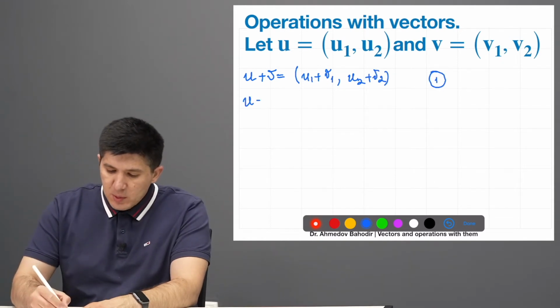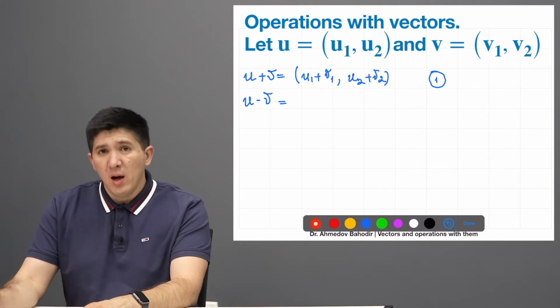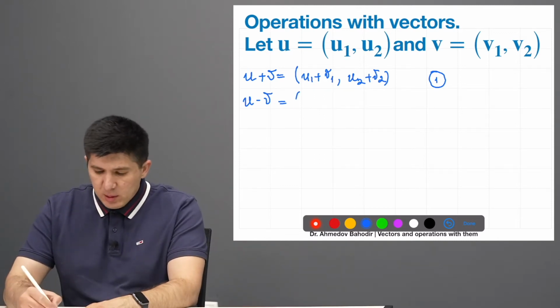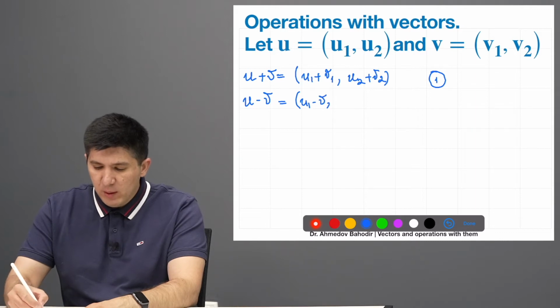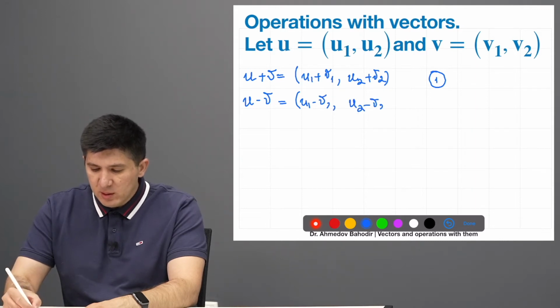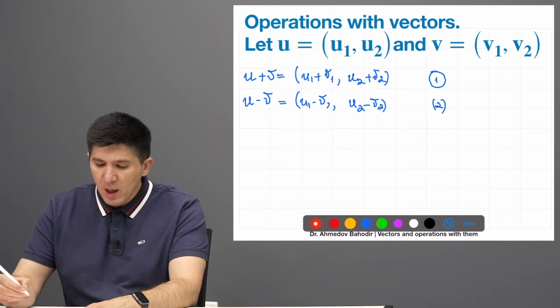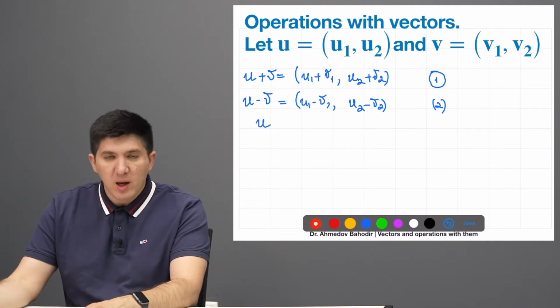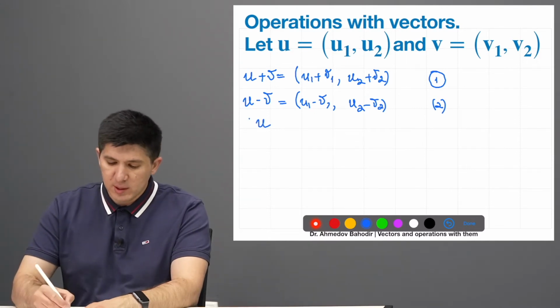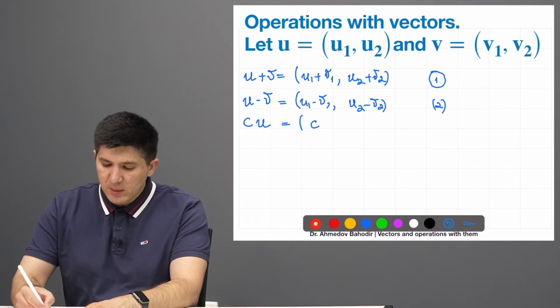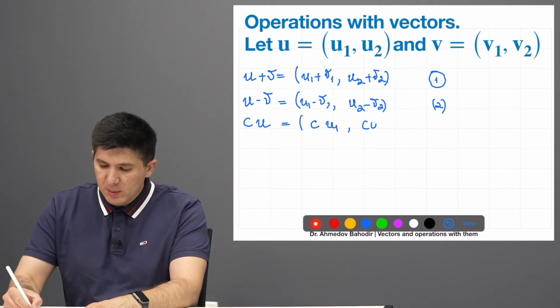If you would like to subtract, u minus v, you're going to do pretty much the same thing. It's going to be u1 minus v1, u2 minus v2. This is the second operation. And the third operation is if you would like to multiply u by some constant c, it is going to be c times u1 and c times u2.